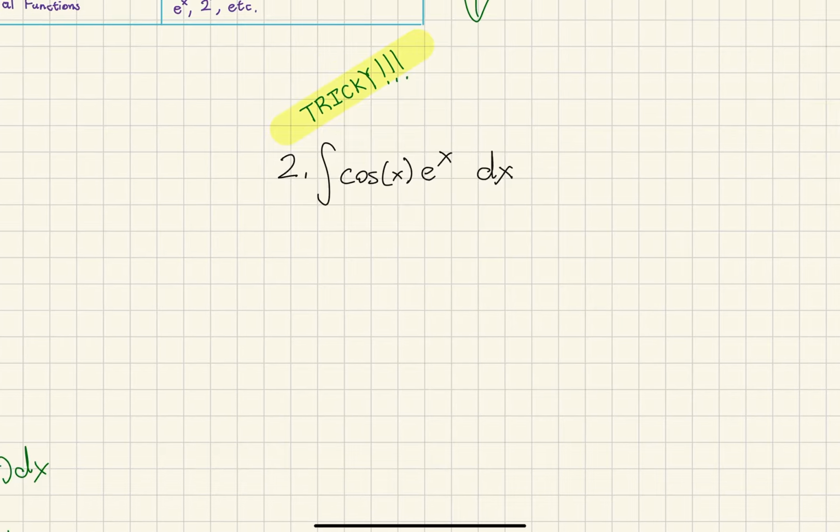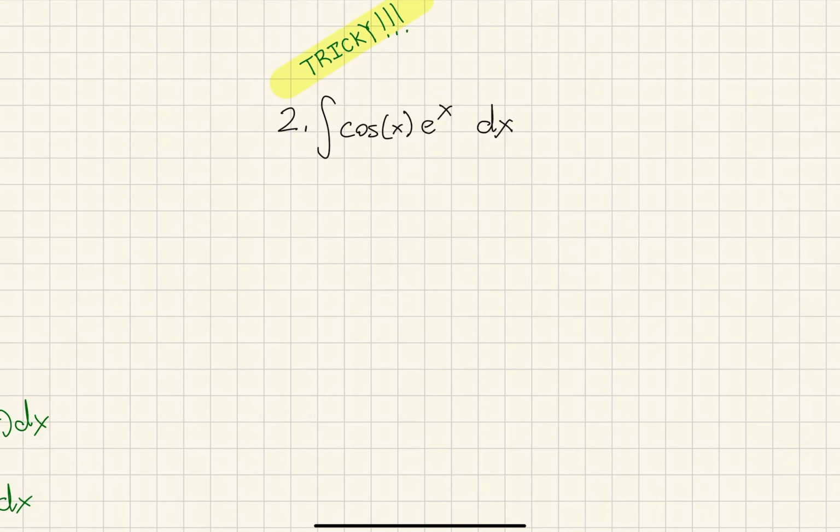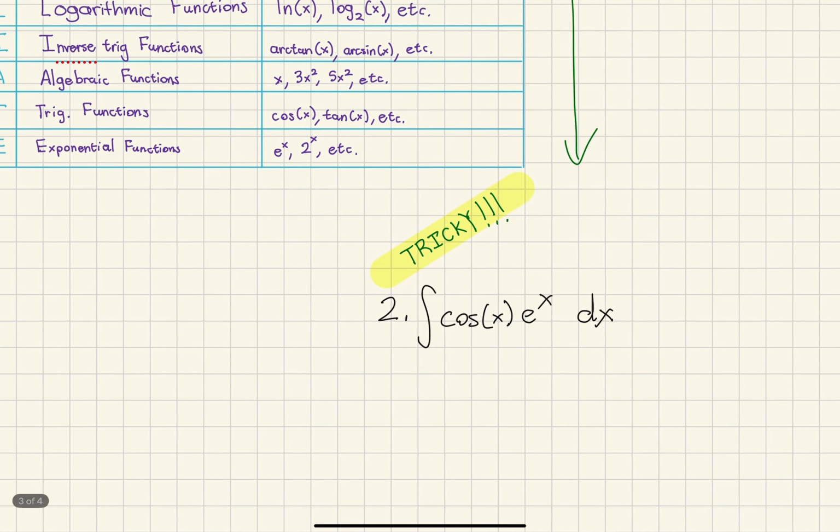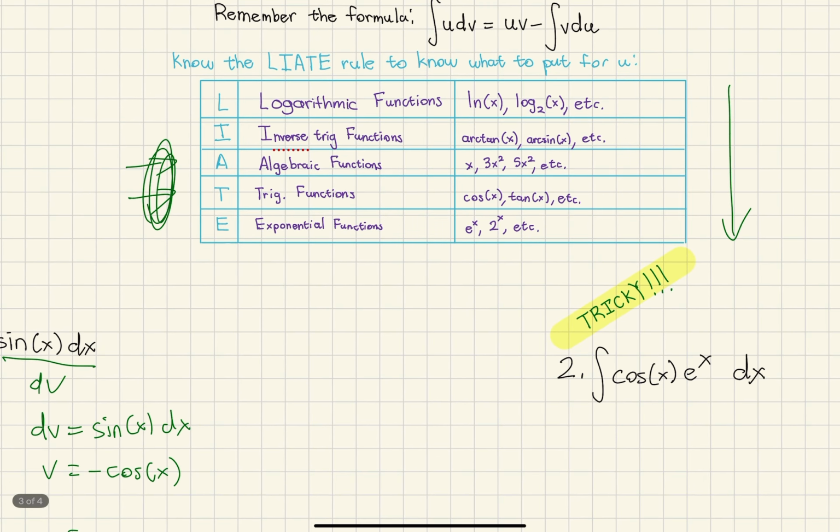This example is kind of tricky, but we'll cover why. I'll give you a minute to work on this by yourself, and then we'll come back later. Okay, so let's get started. We have the LIATE rule again, so let's find out what u could be. Cosine x is a trig function, and e to the x is an exponential function. So that means we'd place cosine x as our u, and e to the x dx as our dv.